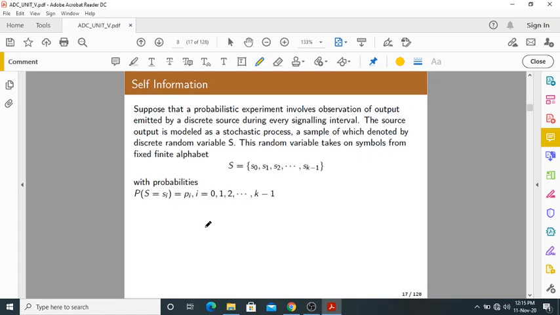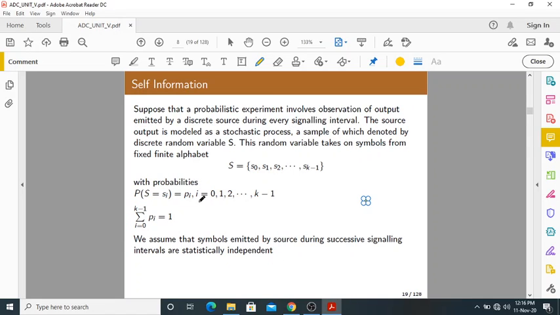What is the probability of occurrence of S0? P0. S1, P1. S2, P2, and so on, up to Sk minus 1, Pk minus 1. So the source is emitting symbols at regular intervals of time. What are those symbols? S0, S1, S2, and so on, up to Sk minus 1. What are the probabilities of occurrence of those symbols? Pi, which means P0, P1, P2, and so on, up to Pk minus 1. Now it should be valid. Why? Because the sum of all probabilities is equal to 1. So the sum of the probabilities of occurrences of these k symbols should be equal to 1. That is the probability theorem.